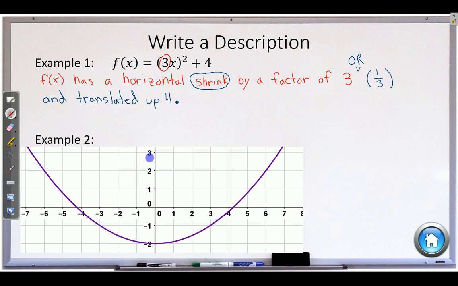So if I take a look at this parabola here, it looks to me like it's too wide, like it has been stretched out that way. And we can check it. The pattern for a parabola should be over 1, up 1, over 1, up 3, over 1, up 5, etc. So it should be somewhere in here. And yes, it has been stretched out horizontally. So this has a horizontal stretch.